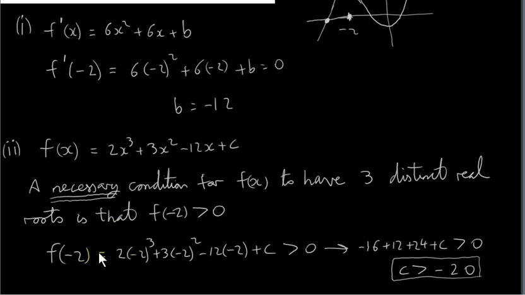So working out f of minus 2, what do we get? We plug minus 2 in here, and we set f of minus 2 to be greater than 0. And if you do this calculation, you will see that c has to be greater than minus 20. So this is a necessary condition for f of x to have 3 distinct real roots.